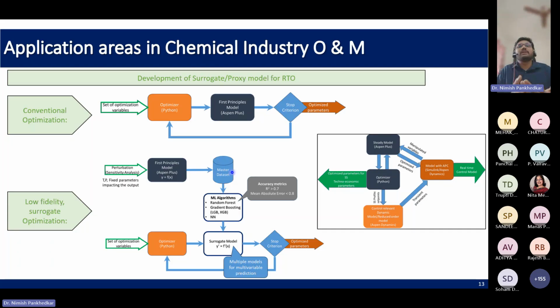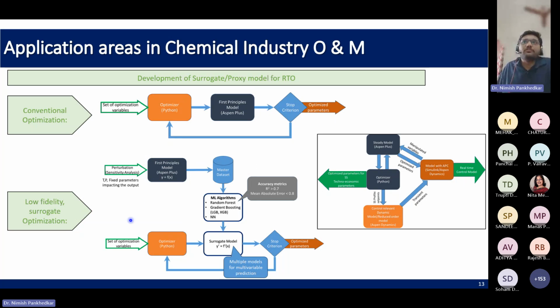So for real-time optimization or for a quicker solution, you develop a low fidelity surrogate or a proxy model that is just as good as your Aspen model, but it does not take as much time. I'll come to the optimization along with this. A conventional optimization strategy is, you have your first principle models. Let us say I've developed a model in Aspen Plus, and you try to optimize that, have a stop criteria, and you get optimized parameters. You can simply link Python genetic optimizers with Aspen and run this loop to get a set of good optimized parameters.